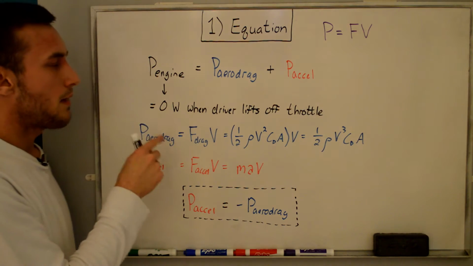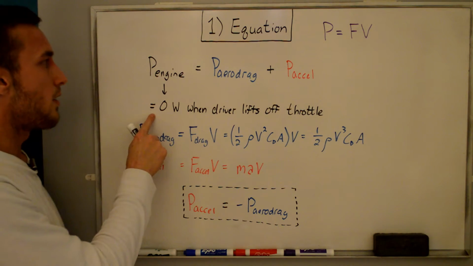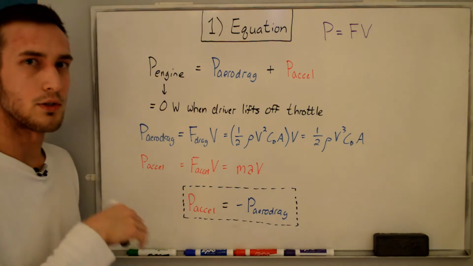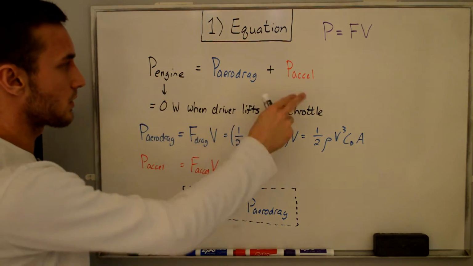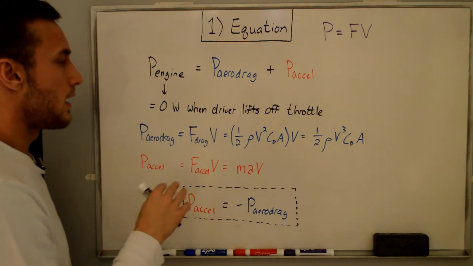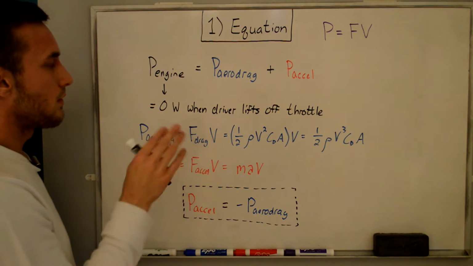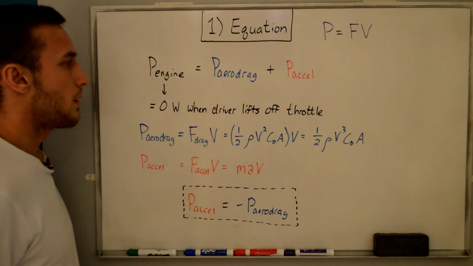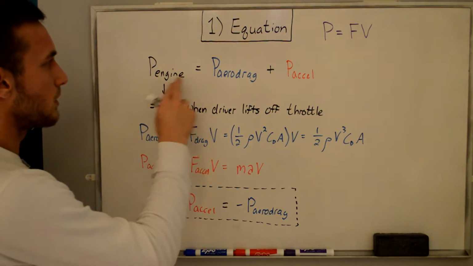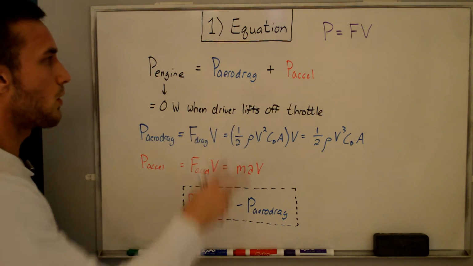And so when the driver lifts off the throttle, we will have the engine power equal to 0 watts or 0 horsepower. I use watts because that's what this equation is going to end up in terms of the units. So when the driver lifts off the throttle, there's no more power from the engine to the wheels. So we have 0 is equal to P aero drag plus P acceleration. So what are these two terms?